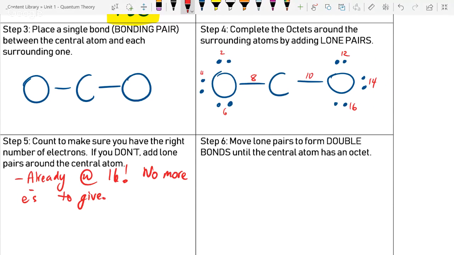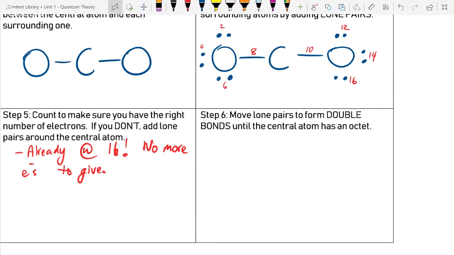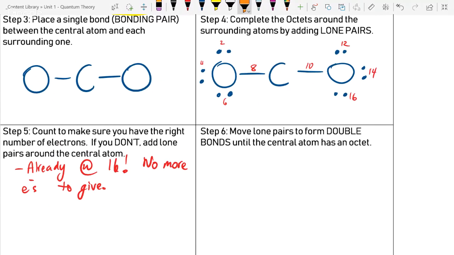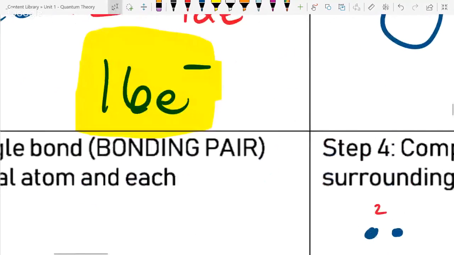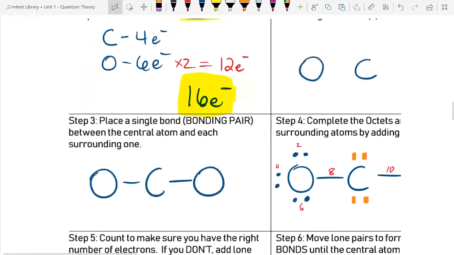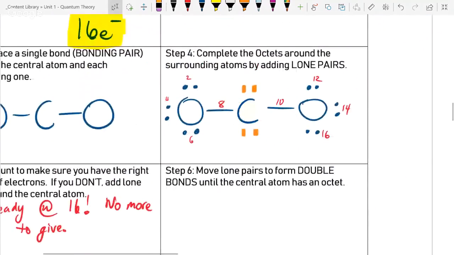What about the carbon in the middle? It only has 4. Is it stable? No. And so here is where we can't add more electrons, right? What I would like to do is say, okay, there we go. Now carbon is stable. The problem is, when these things came together, how many electrons did they have to work with? 16. If I did this, I would now have to have 20 electrons. We can't create electrons out of thin air, so that doesn't work.